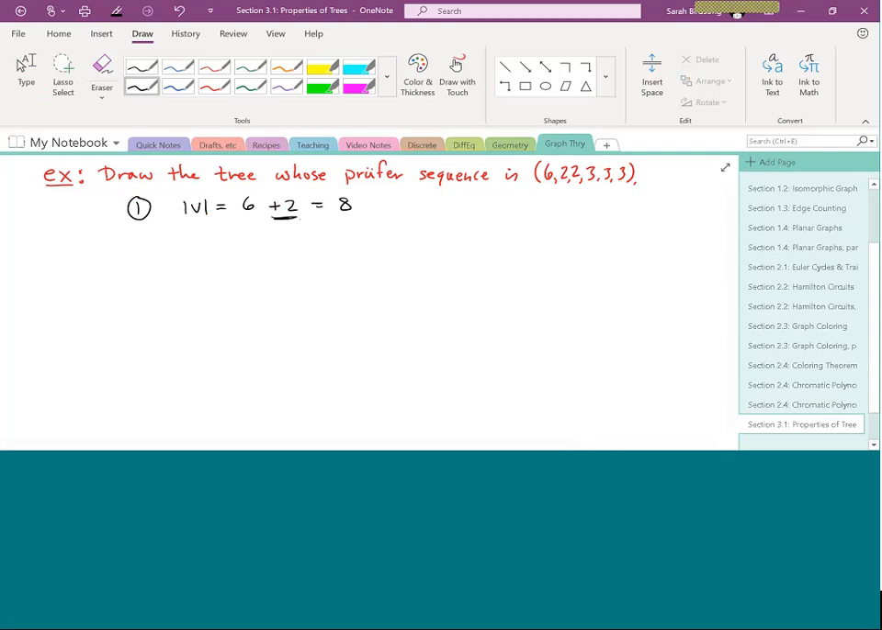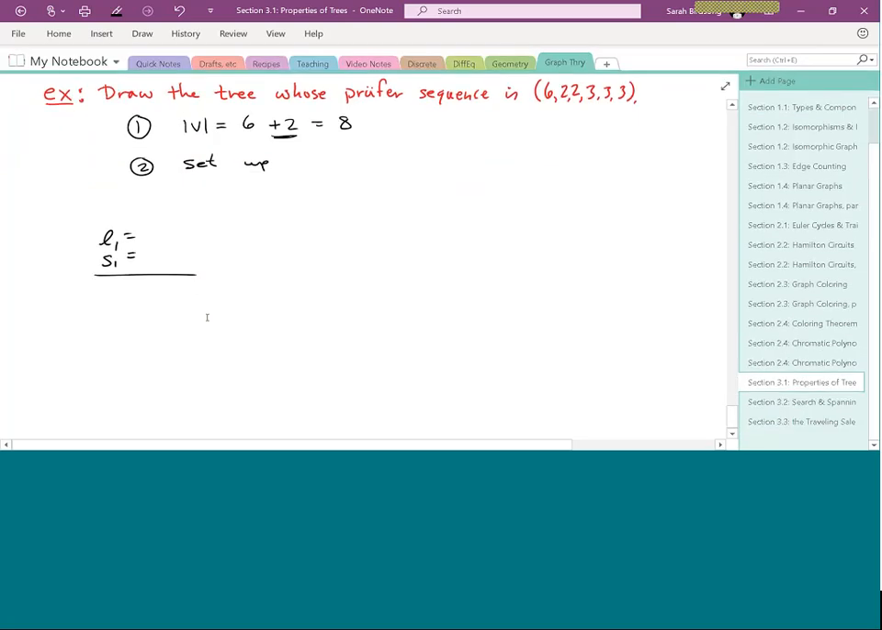Now, once you have your Prufer sequence, the second thing you do is set up. In terms of the setup, I'm going to take the fact that we have 6 terms in our Prufer sequence and do that same leaf sequence pattern that we had before. I don't know what the leaf is, but I do know what the first sequence term is. It's 6. And we repeat the process for as many sequence terms as we have.